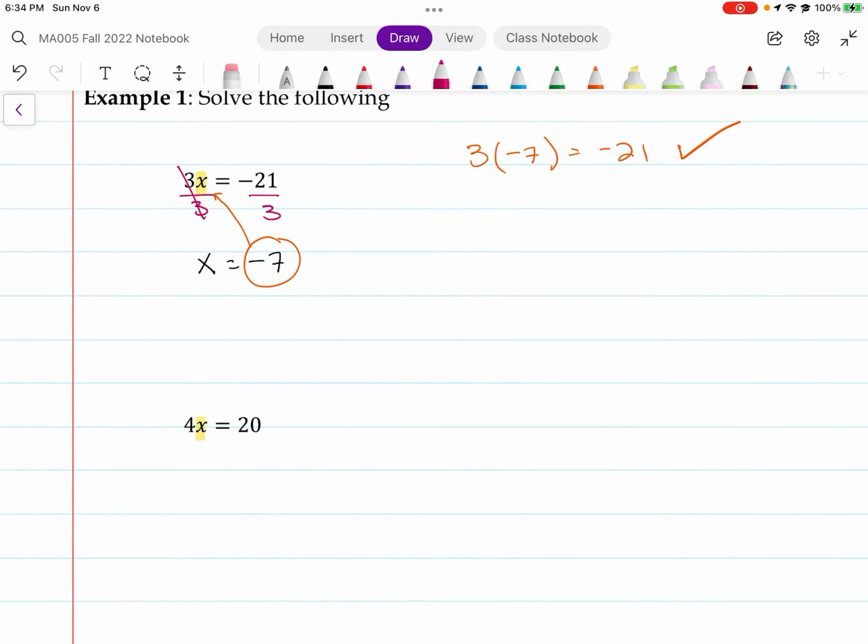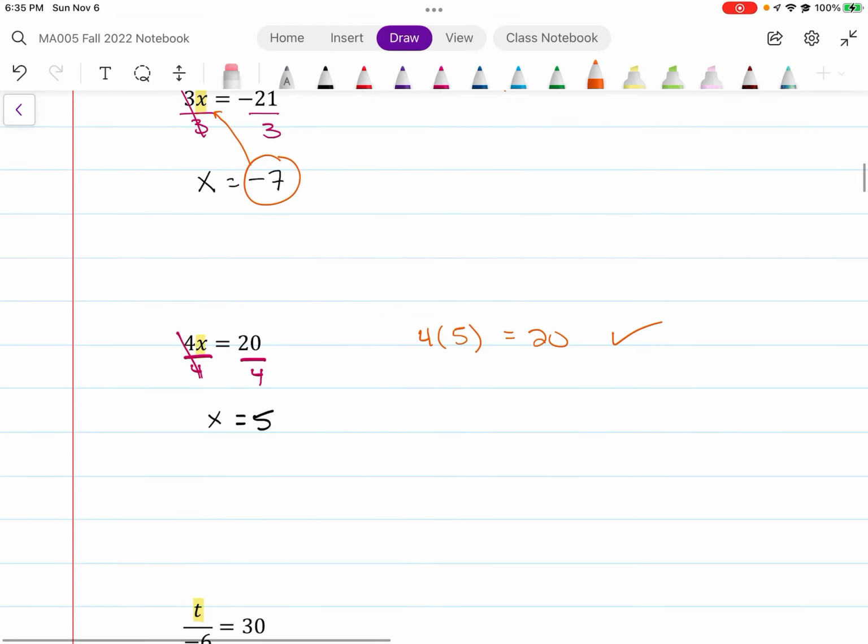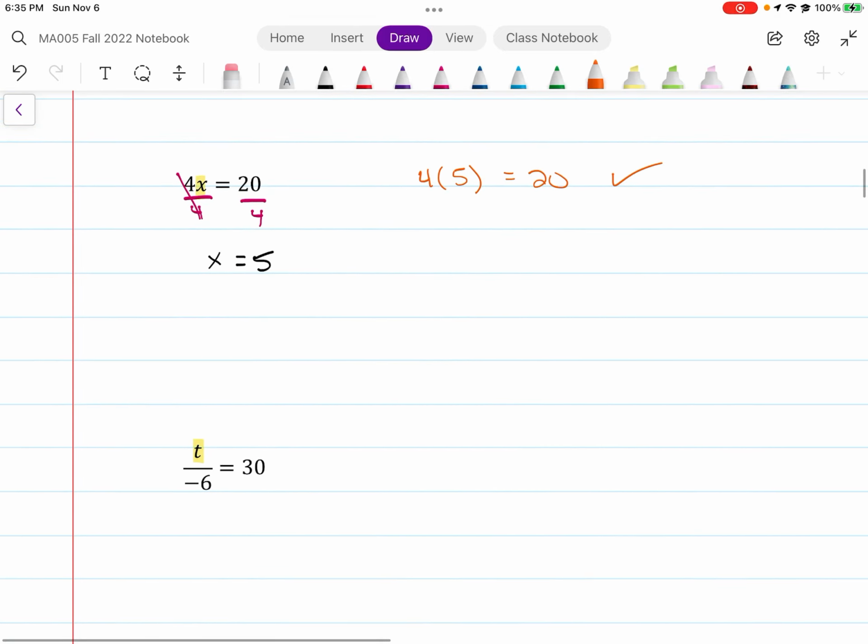All right, next one. 4 times x. They're being multiplied. The inverse operation is to divide by 4. And we get that x equals 5. So the check would be 4 times x, which is 5, equals 20. And is that true? Yes, it is. So checking doesn't always take a very long time.